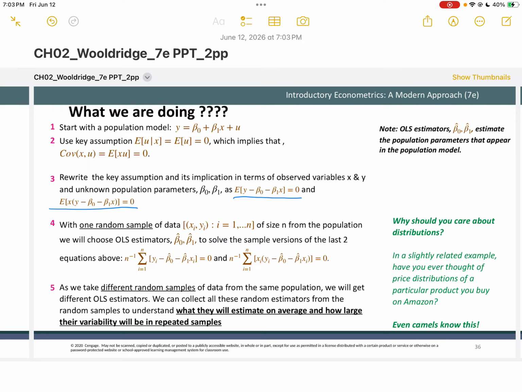And we can rewrite it as this. Now, I did show you some math for why these two exist. Okay. Now we go to the population and take one random sample. We minimize the sum of squared residuals, and in the process we calculate beta 0 hat and beta 1 hat.